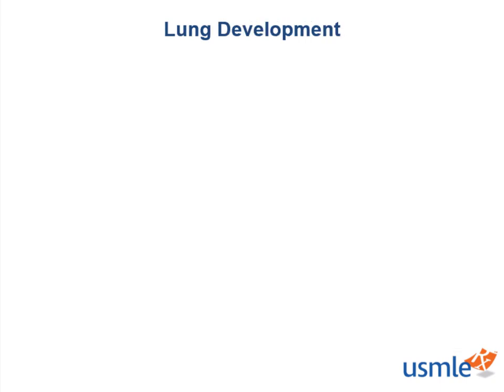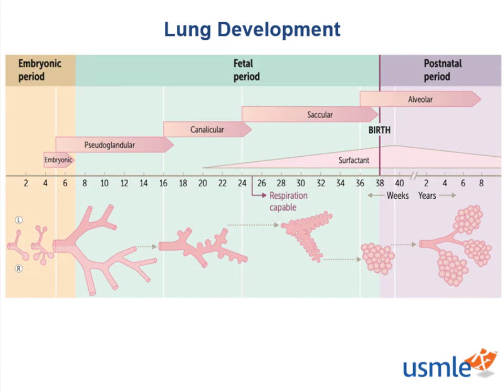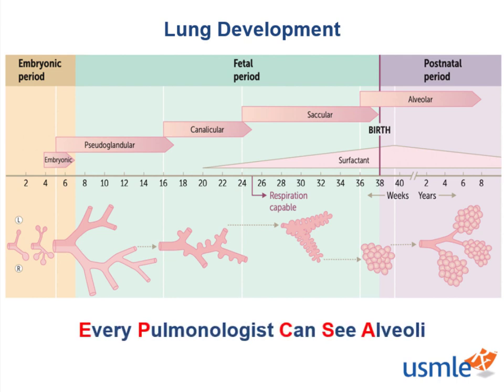Our discussion of lung development will be based on this concept map, which shows the 3 periods of lung development, which are subdivided into 5 stages. The stages can be remembered by the mnemonic every pulmonologist can see alveoli, with each first letter representing the embryonic, pseudoglandular, canalicular, saccular, and alveolar stages of development.